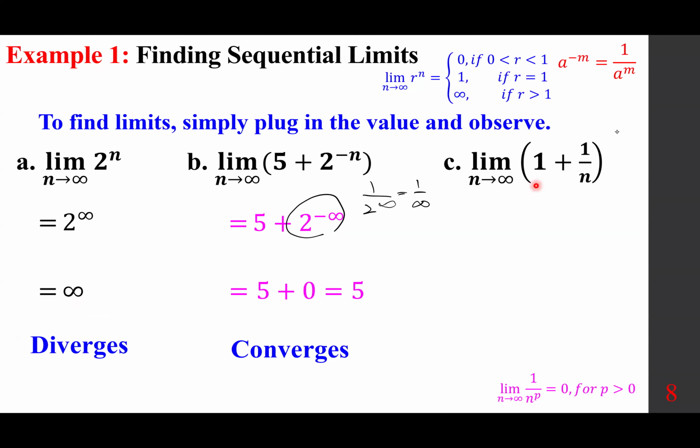Plug it in. 1 plus 1 over infinity. 1 over infinity, we should know is 0. Or you can even use this theorem for that. And the answer is 1. Therefore, we say it converges.